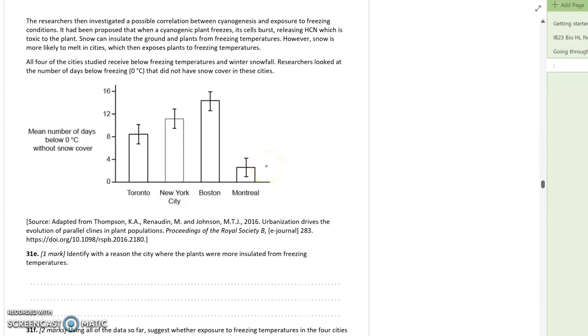So identify with a reason the city where the plants were more insulated from freezing temperatures. So the place where you're going to have the most insulation is where there is the most snow. So you're looking for the lowest number here, which is Montreal.